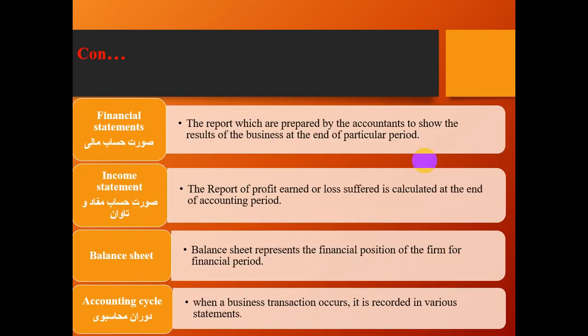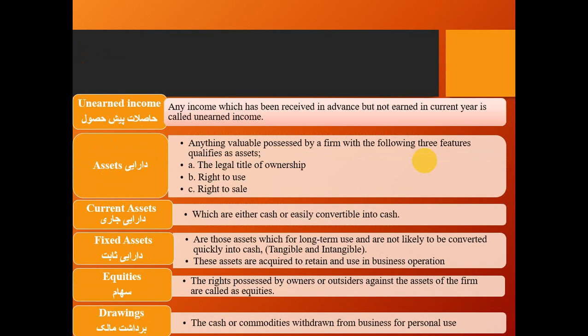Then we are coming to equities. Equity is the right possessed by the owner or outsiders against the assets of the firm. Equity is normally the amount you are investing into the business. It is the amount of investment that you possess by yourself as the owner in the company. Equities are normally divided into two categories: owner equity and liabilities.